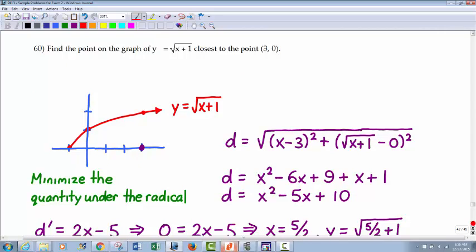Find the point on the graph, y equals the square root of x plus 1, closest to the point 3, 0. Now, I don't know why I have this dot drawn here because our point's 3, 0. There's our curve, so we're trying to minimize the distance.